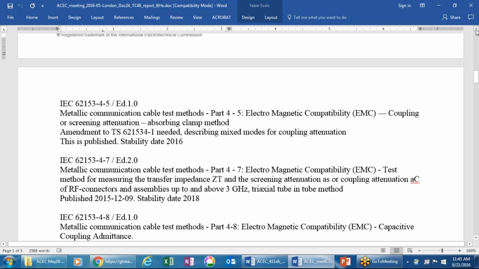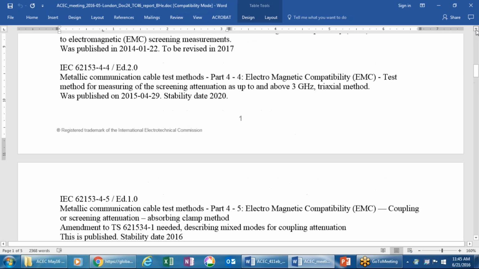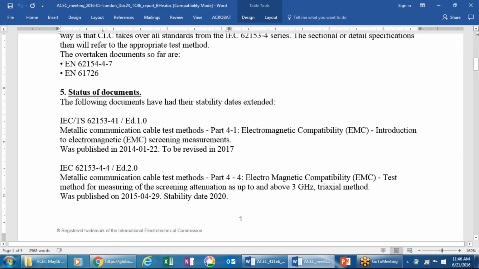Okay, there's an introduction to screening effectiveness, shielding effectiveness. So they're into that for sure. Then they're worried about the cable test methods up to 3 gigahertz using a triaxial method, which is a special test fixture.